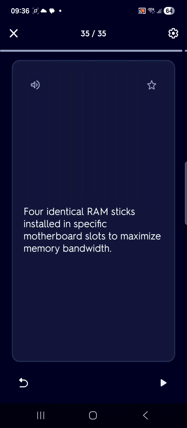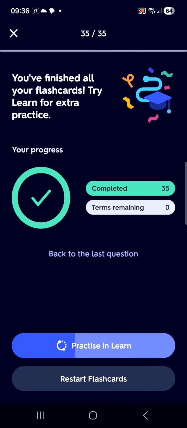What does quad channel architecture require? Four identical RAM sticks installed in specific motherboard slots to maximize the memory bandwidth. And we have finished.